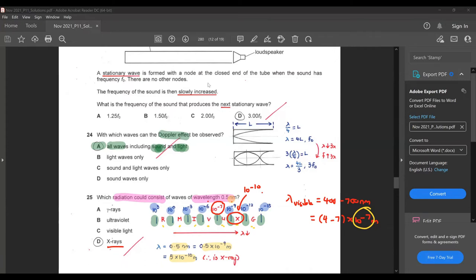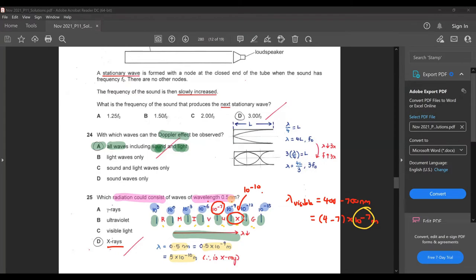Yeah, I also need to mention this. Going towards the right is always where your wavelength decreases. Okay. The values I write here are for the wavelength values, okay?